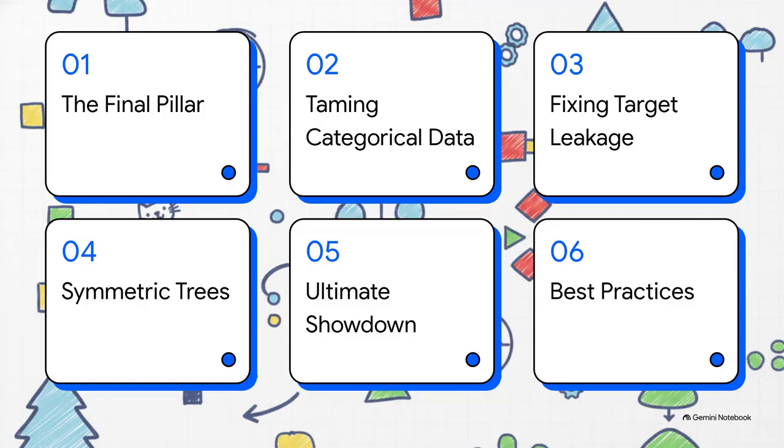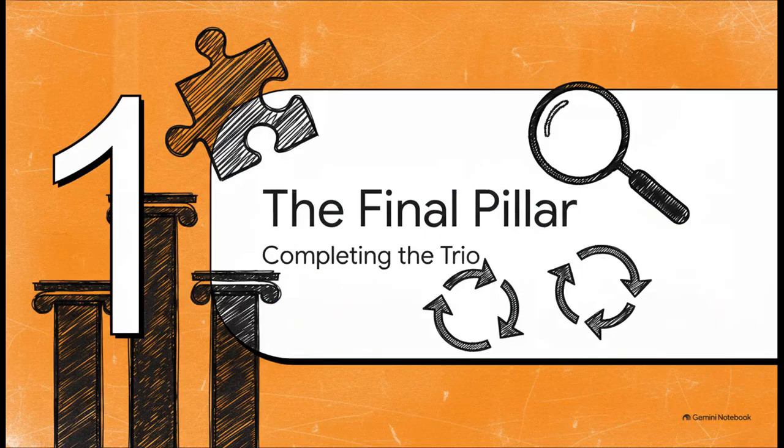Here's our roadmap for today. We're going to look at the final pillar, then taming categorical data, fixing target leakage, symmetric trees and defaults, the ultimate boosting showdown, and finally, best practices and next steps. All right, let's jump right into Section 1, the final pillar, completing the gradient boosting trio.